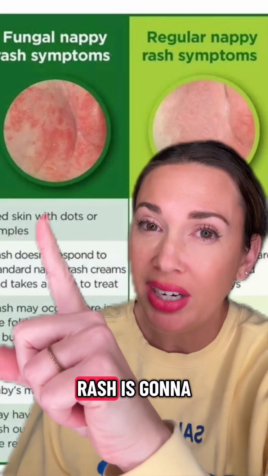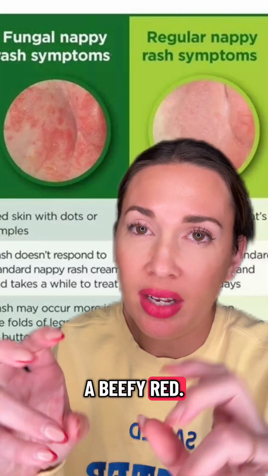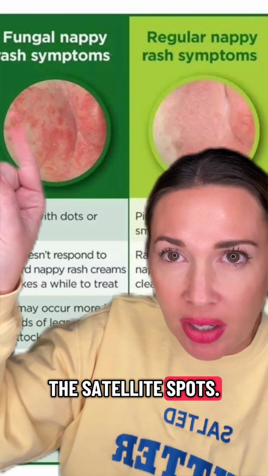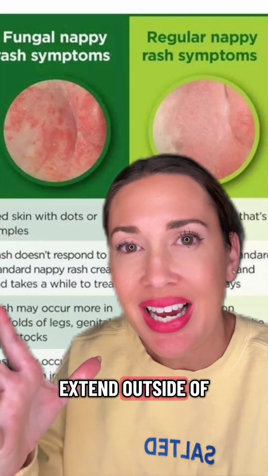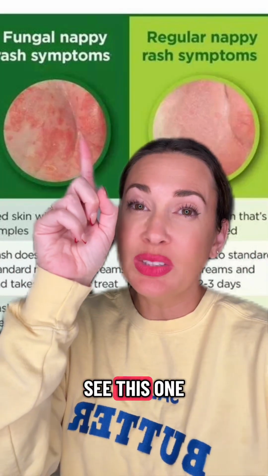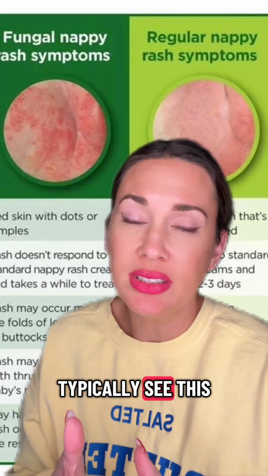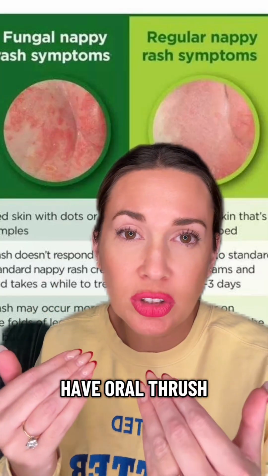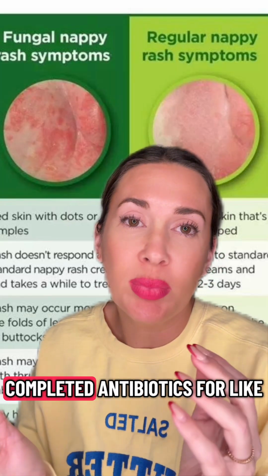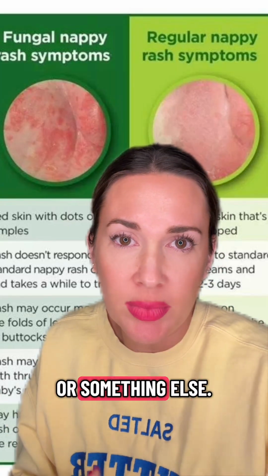Our fungal diaper rash is going to be more like a beefy red. Remember, it has the satellite spots. It can also extend outside of the diaper. And we're going to see this one more in the folds. And I do typically see this in babies that have oral thrush sometimes, or after they've completed antibiotics for an ear infection or something else.